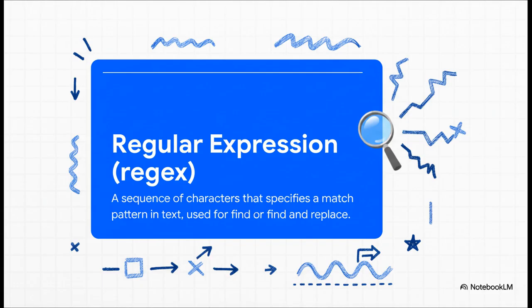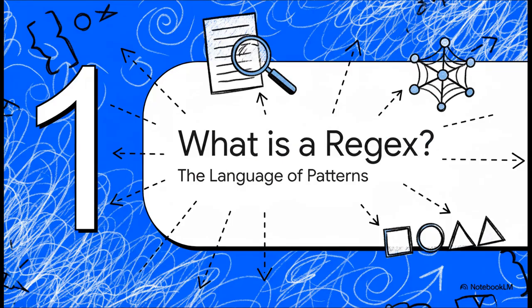The magic of regex is that it doesn't just find words, it finds patterns. And trust me, it's a total game changer for anyone who works with text, from developers to data scientists and beyond. So, what exactly is a regex? Think of it like this. It's a tiny, super specialized language built for one single purpose, to find patterns in text. And it is incredibly good at its job.